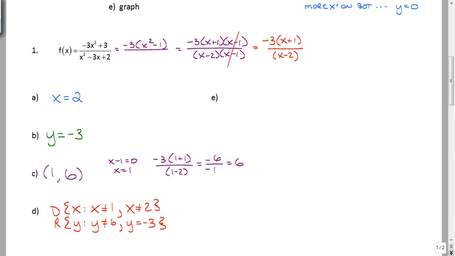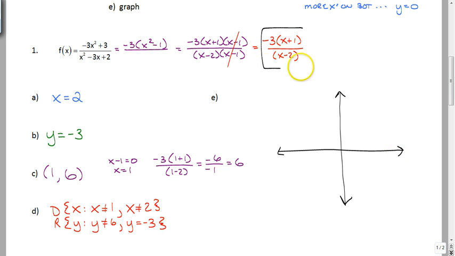Okay, now for the graph, part E. As I mentioned, you are totally allowed to use your graphing calculator to do this. So you would just type your simplified answer into the Y1 of your calculator, and you'd press graph. However, you're going to be able to do a few things without. So we have an x equals 2. You must graph your vertical asymptote.